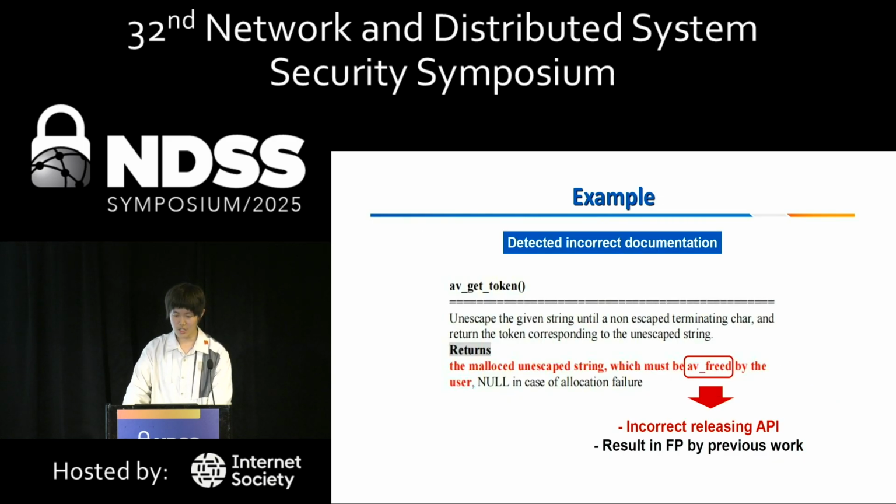Besides, we found some incorrectness in documentation. In the documentation of avget_token, it's clearly documented that we should use avfree to free the allocated string. However, this API doesn't exist and will cause false positives in previous work.